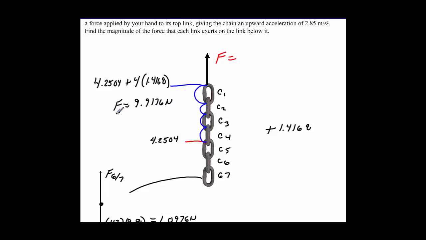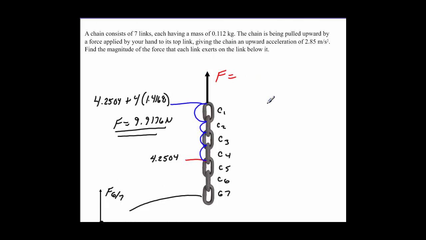F equal to 9.9176 newtons. Okay, now to prove that's correct, think about what the total mass is that you're trying to move. How many links do you have? 1, 2, 3, 4, 5, 6, 7. Now just draw a free body diagram of those 7 links. I've got a force coming down here, which is 7 times 0.112 times 9.8. That gives me a value of 7.6832 newtons coming down.